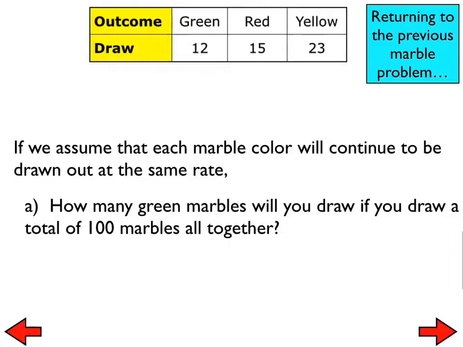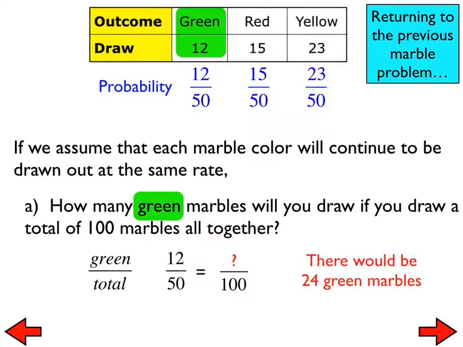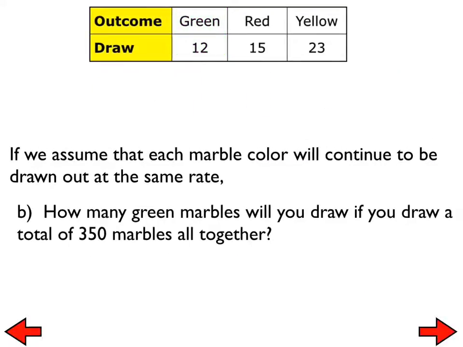Yes? 24. And the reason is because 12 out of 50 of them were green. If we're now going to draw 100, we're trying to create an equivalent fraction to 12 over 50 that has 100 as the denominator. And that's something that we talked about a few lessons ago. The mathematical way of doing that is multiply top and bottom by 2, and we get 24 over 100. Let's continue on here. How many green marbles will you draw if you draw a total of 350 marbles altogether? I would like you to figure that out.